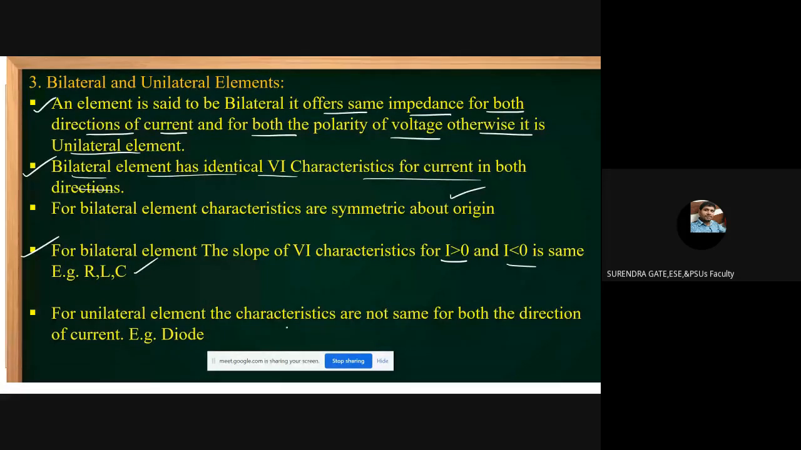For a unilateral element, the characteristics are not the same for both directions of current. That means it cannot offer the same impedance in both directions. Then it is treated as a unilateral element. The example of a unilateral element is the diode. It cannot offer the same impedance in both directions, so it is a unilateral element.